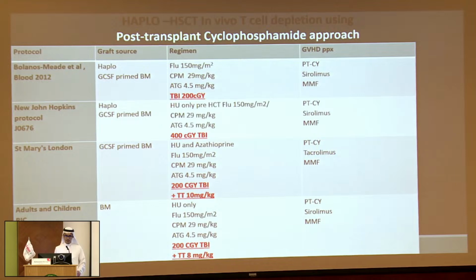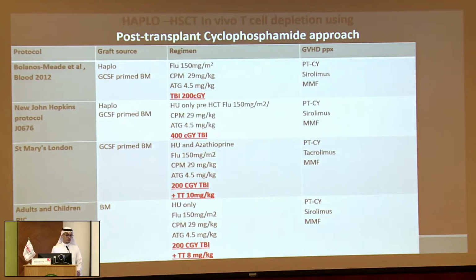Now, moving to haplotransplant, it's a long story, but the Hopkins group looked at the PTCY, because this is the most popular, accessible way in our country and multiple countries around the world, and it's cheaper. They started initially with an approach using flu, cyclo, ATG and a TBI of 200 only, but that led to a lot of rejections, and about 40% of those patients rejected.